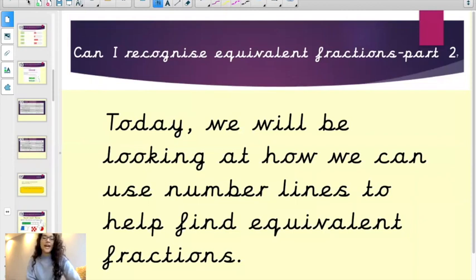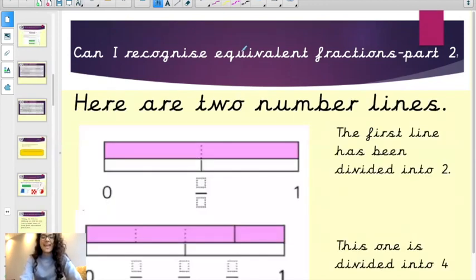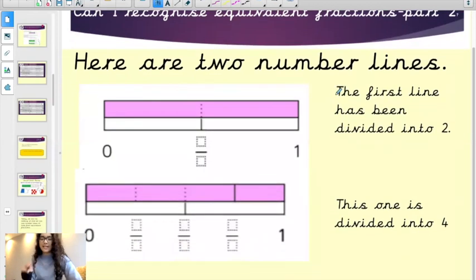Today, we will be looking at how we can use number lines to help find equivalent fractions. Here are 2 number lines. The first line has been divided into 2, which you can see here. You've got a bar here, which has been coloured in light purple, and it's been divided into 2 by this line over here. Now, the next number line has been divided into 4, because you can see 4 parts in that pink bar. So that's 1 part, the second part, third part, and then the 4th part.